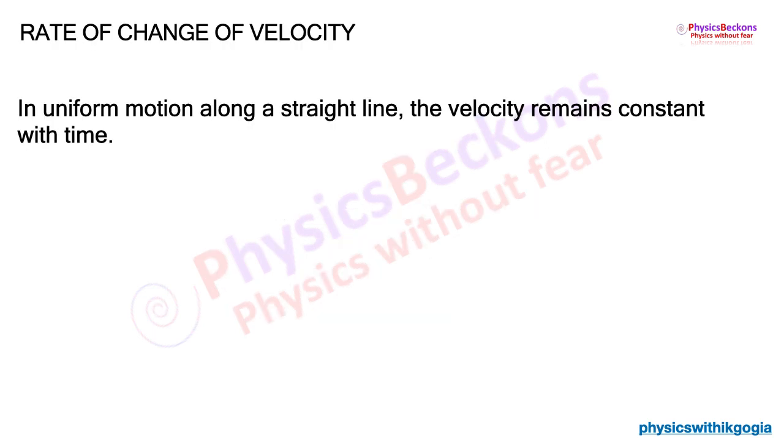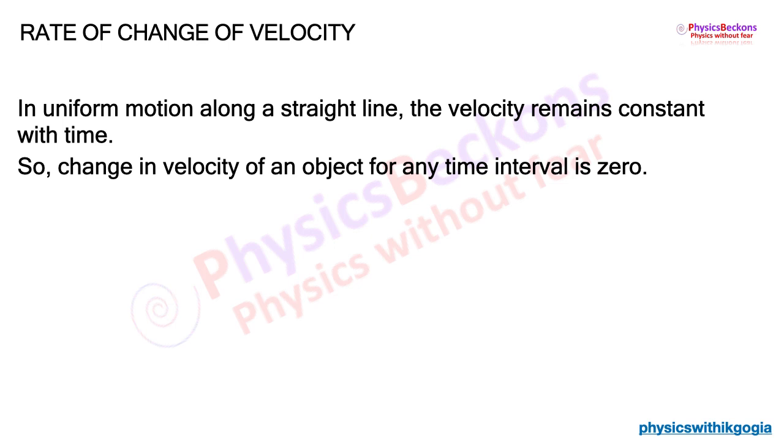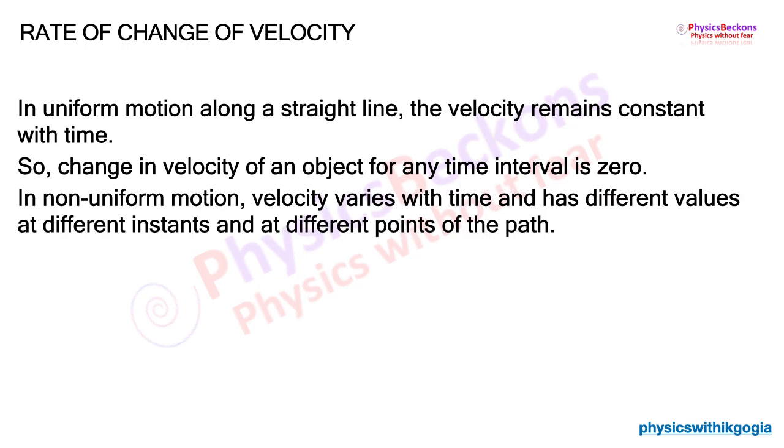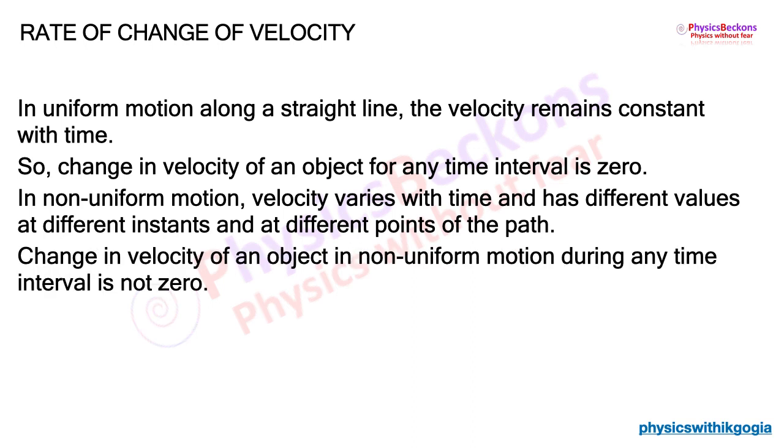In uniform motion along a straight line, the velocity of an object remains constant with time, that is, there is no change in velocity. So, in other words, we can say that change in velocity of an object in any given time interval is 0. However, if the motion is non-uniform, the velocity varies with time and has different values at different instants and at different points of the path of motion of the body. The change in velocity of an object in non-uniform motion during any time interval is non-zero.